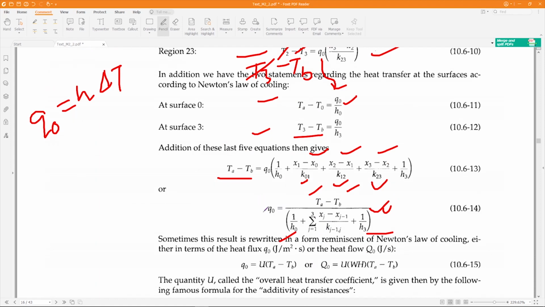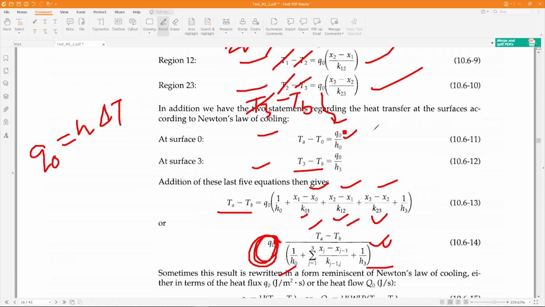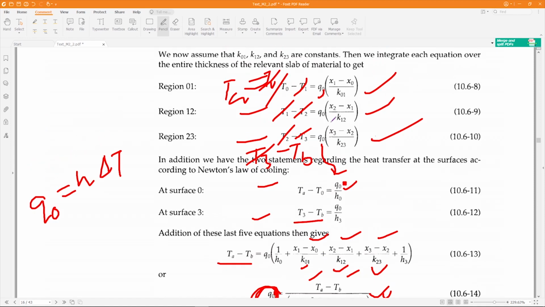What about the temperature profile? Once you know this heat flux profile, you can simply put q0 here. You want to find the temperature, so T0, let's say T0. So you can put q0 here, and so you can get it.